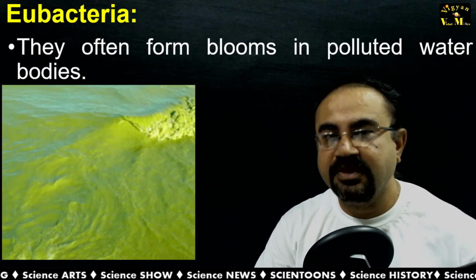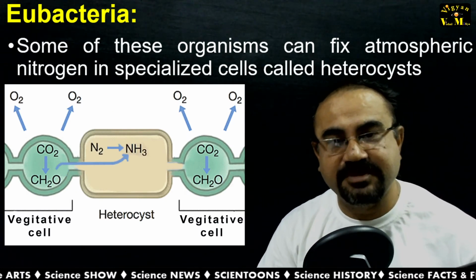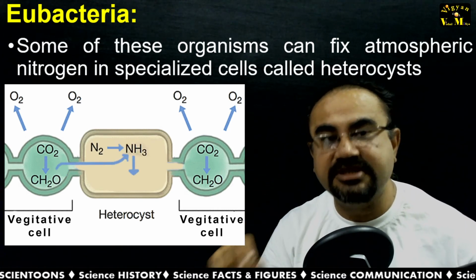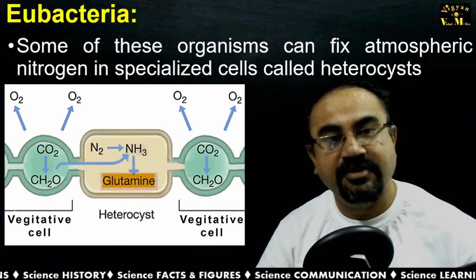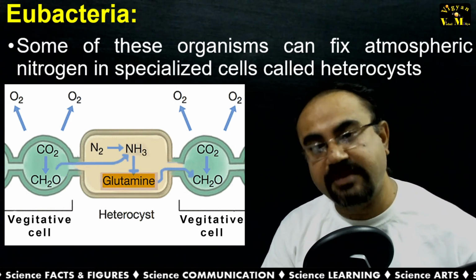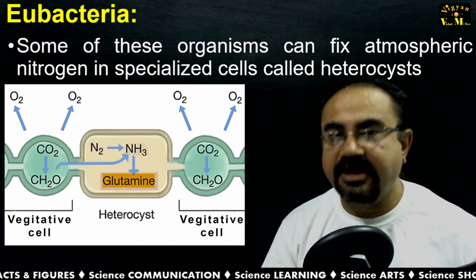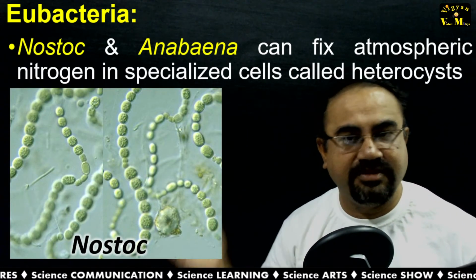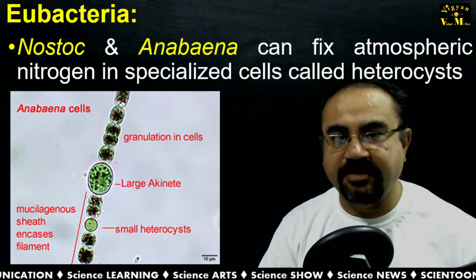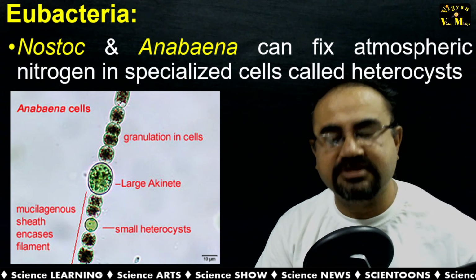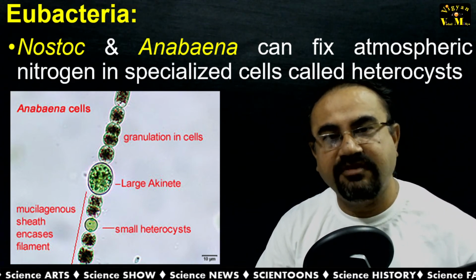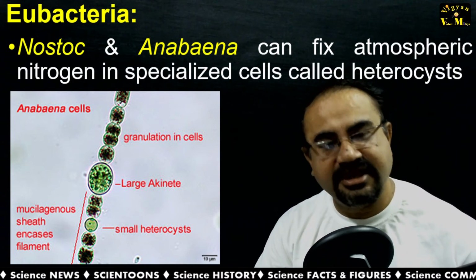cyanobacteria. Many of these cyanobacteria have a specialized cell which we call heterocyst, and this heterocyst helps in fixation of nitrogen. So they help in nitrogen fixation from the atmosphere to soil. Examples can be Nostoc and Anabaena. Here you can see Nostoc, which is fixing nitrogen with the help of heterocyst, and Anabaena. We will go into detail about these organisms in the coming days when we study nitrogen fixation and even the nitrogen cycle.